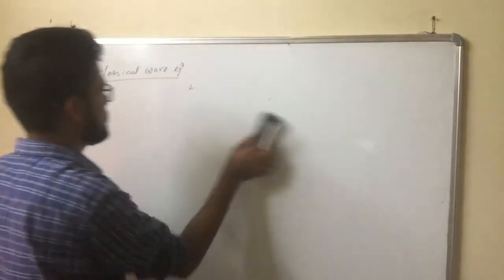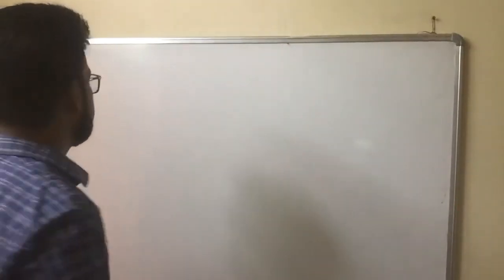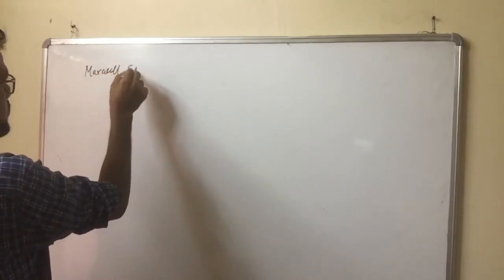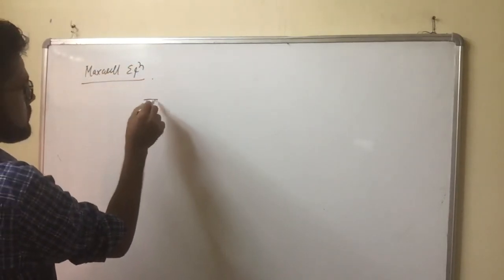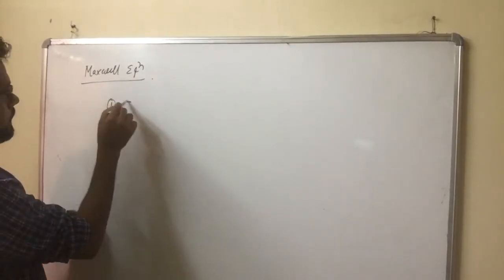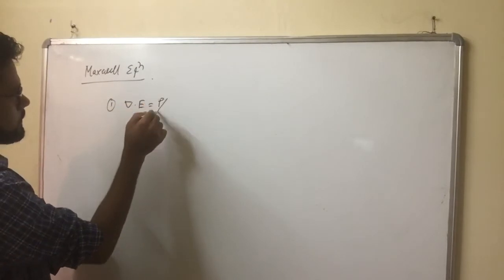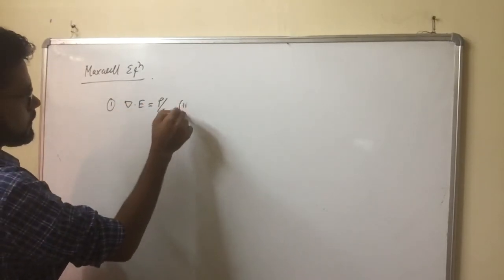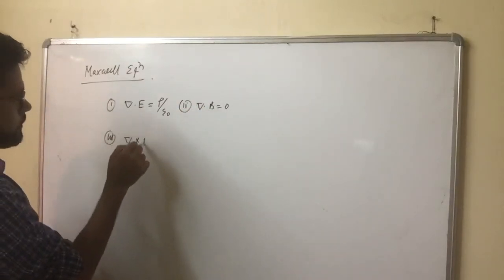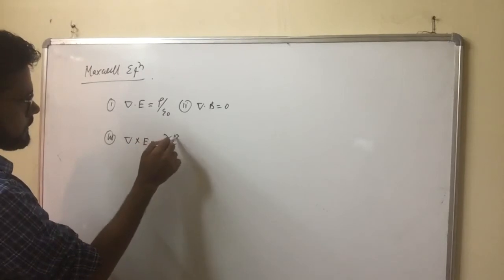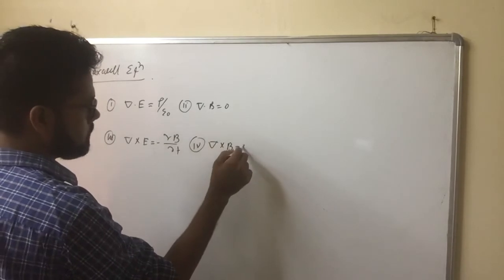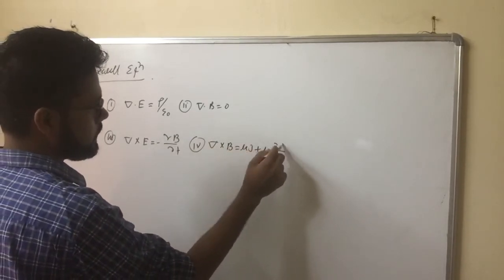This is a general thing. Now I am going to start the Maxwell equations. What do they mean? Maxwell equation 1: divergence of E equals rho by epsilon. 2: divergence of B equals 0. 3: del cross E equals minus del B by del t. 4: del cross B equals mu J plus mu del D by del t.